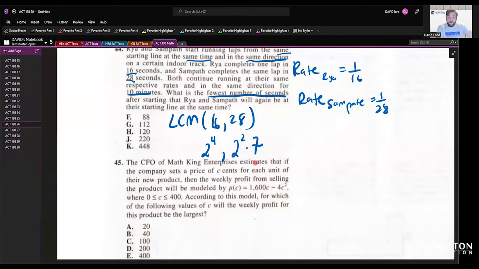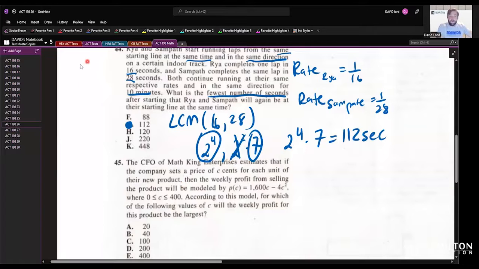And like we've done before, we take the greatest number of prime factors. So we're going to take all of the 2's here, cross off these 2, and take all of the 7's. Next, we multiply them together. So 2 to the 4th times 7 is equal to 112 seconds, which is answer choice G.